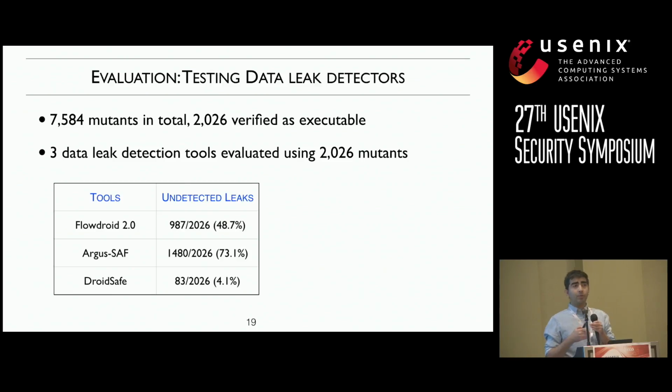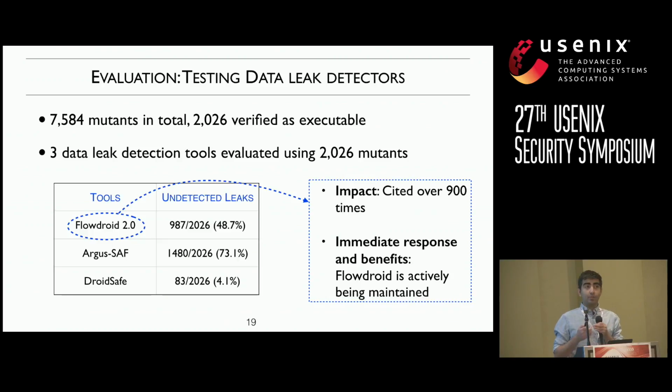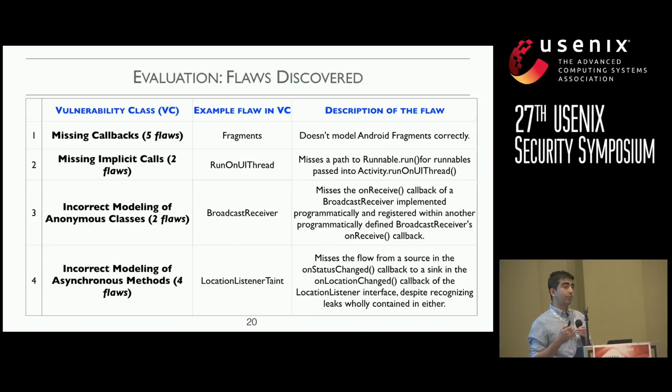To do a deeper analysis, we chose FlowDroid mainly because of its impact. It has been cited over 900 times, and also because FlowDroid is actively being maintained. We analyzed the unkilled mutants, and we discovered 13 different flaws in FlowDroid. These flaws we classified into 4 different categories based on why these flaws occurred. These are missing callbacks, missing implicit calls, incorrect modeling of anonymous classes, and incorrect modeling of asynchronous methods. In the interest of time, I would like to point you to our paper where we discuss all of these in detail.